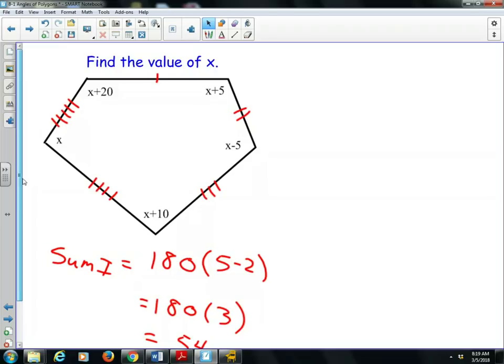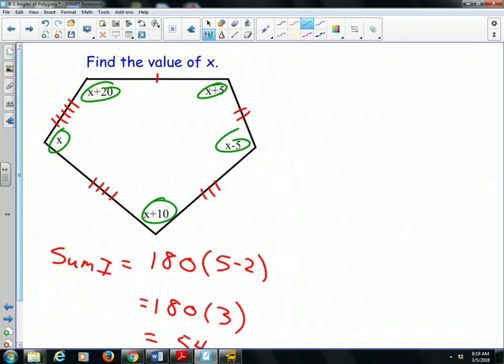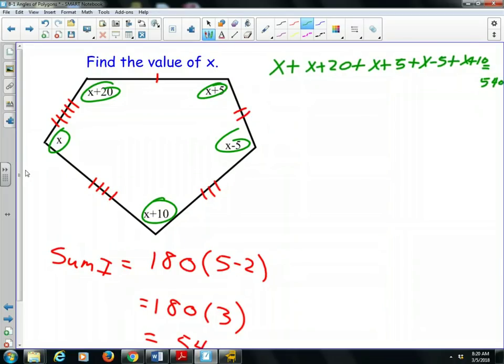So what we're saying now is that if we take this plus this plus this plus this plus this, and we add them all together, we're going to get 540 degrees. And now we can solve for x. So we have angle x plus angle x plus 20 plus angle x plus 5 plus angle x minus 5 plus angle x plus 10 equals 540 degrees. I ran out of room. Sorry about that. Hopefully you guys don't run out of room.